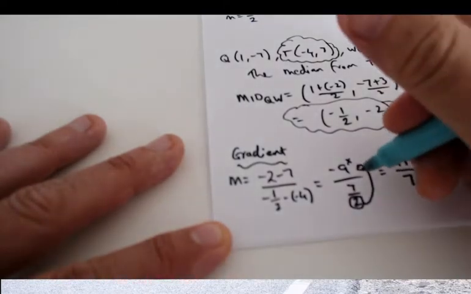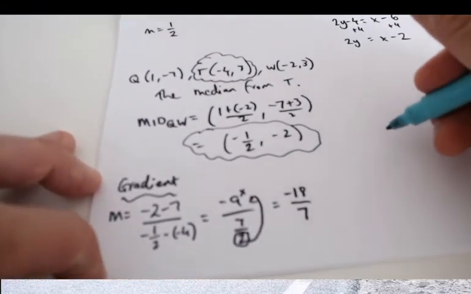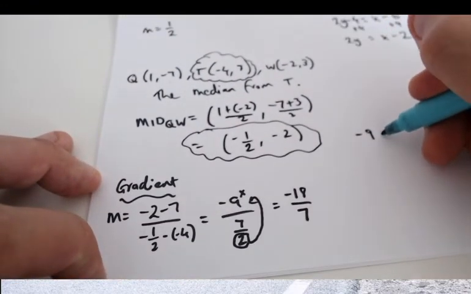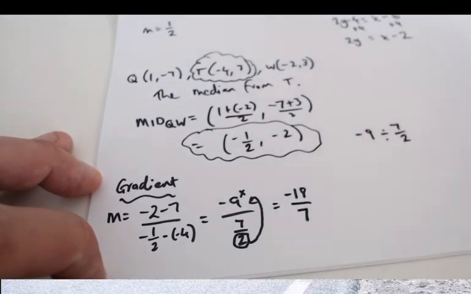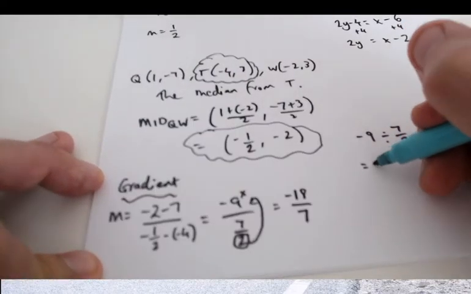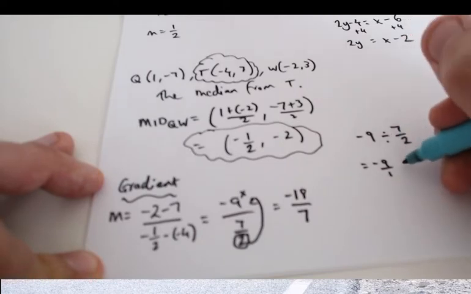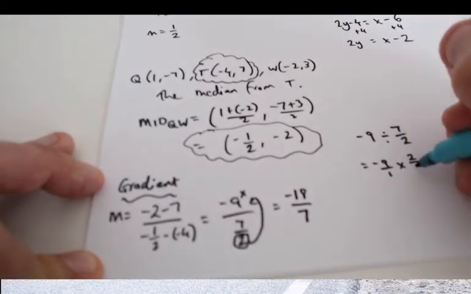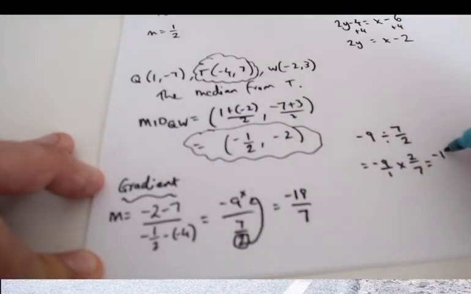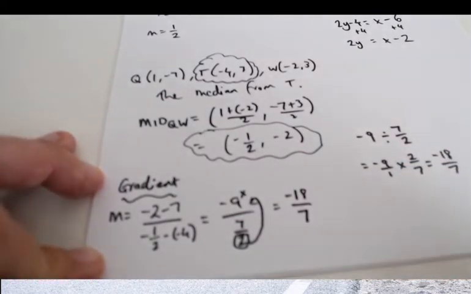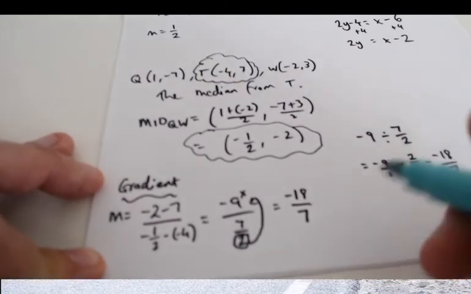The long way of showing you this: minus 9 divided by 7 over 2 is minus 9 over 1 if we want to write it as a fraction. Remember, dividing fractions, we change the divide to a times, we turn the last one upside down, and then we multiply. So you can see I've got the same answer. My gradient is minus 18 over 7.